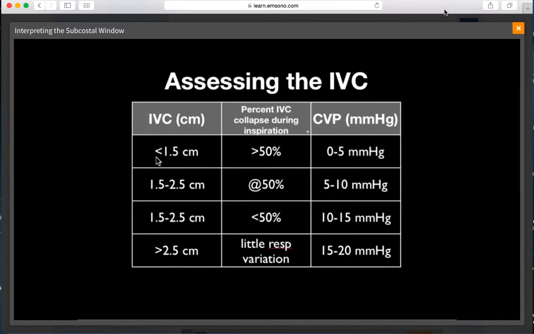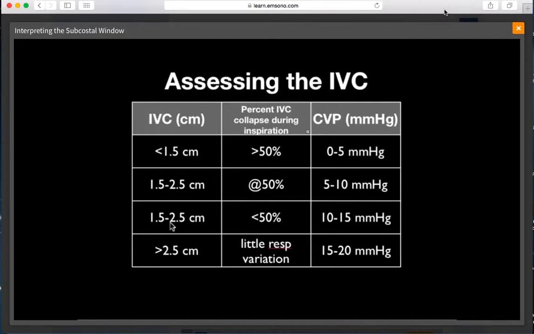An inferior vena cava that's less than 1.5 centimeters and collapses greater than 50% with inspiration correlates with a CVP of between 0 to 5 millimeters of mercury. An inferior vena cava that is between 1.5 and 2.5 centimeters and collapses about 50% during inspiration correlates with a CVP of about 5 to 10 millimeters of mercury.